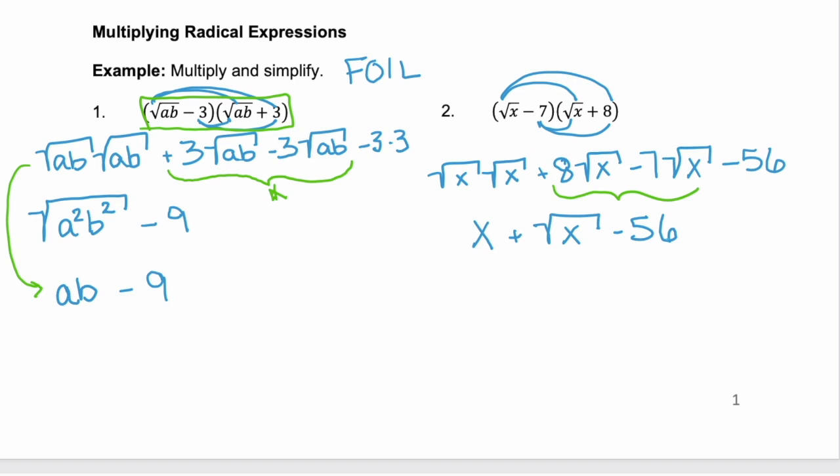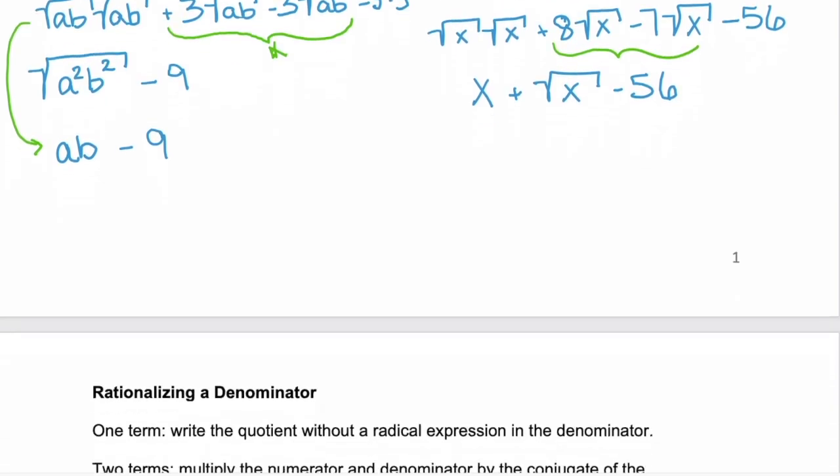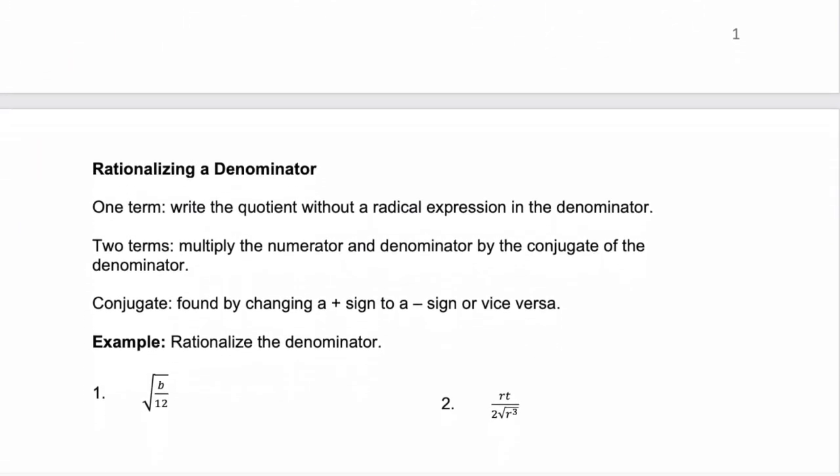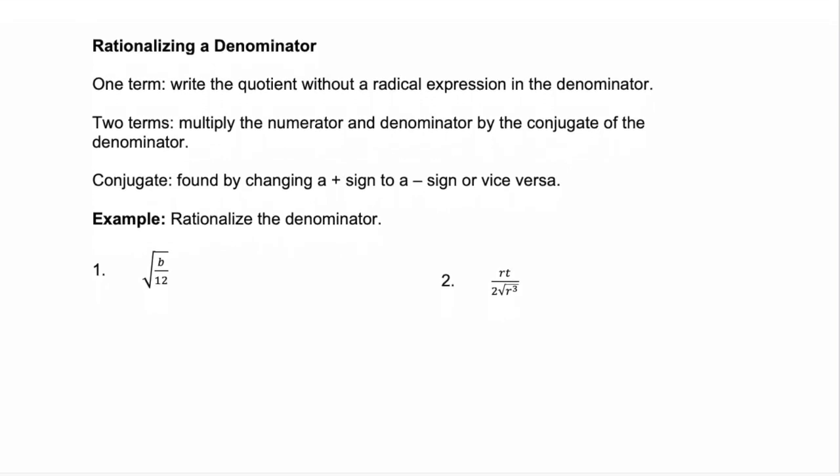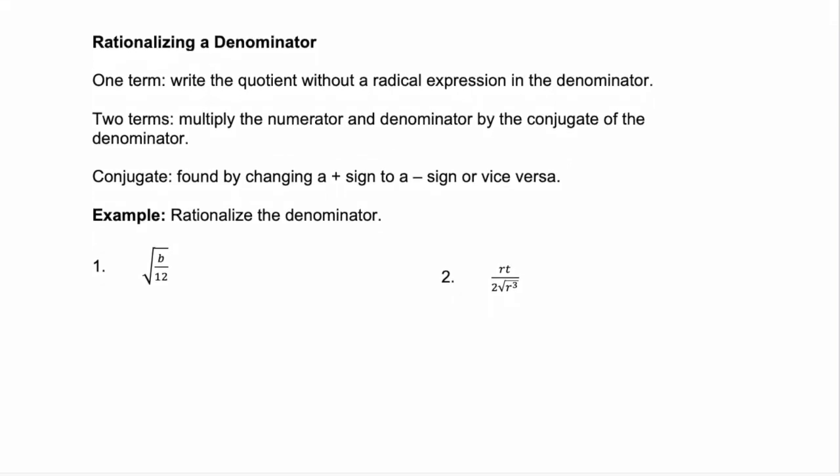Now that you know how to multiply radical expressions, we're going to move on to page 2 and talk about how to rationalize a denominator. So you need to rationalize a denominator whenever you have a radical expression in the denominator. It's not good math to have a radical in the denominator, so we rationalize it.